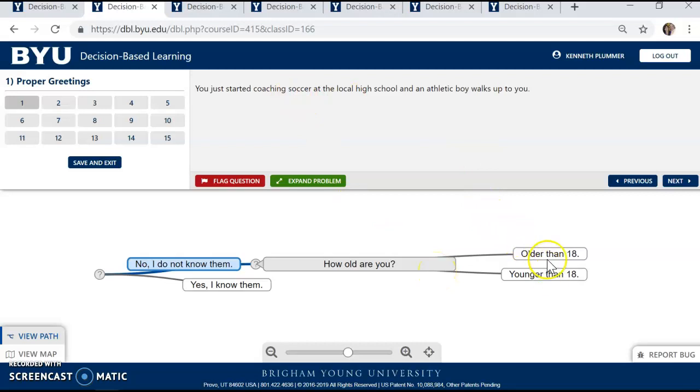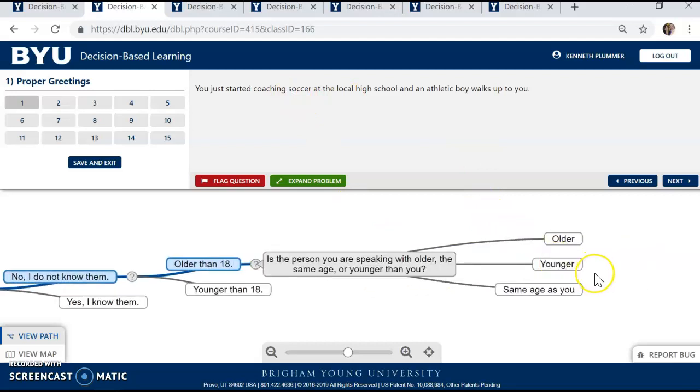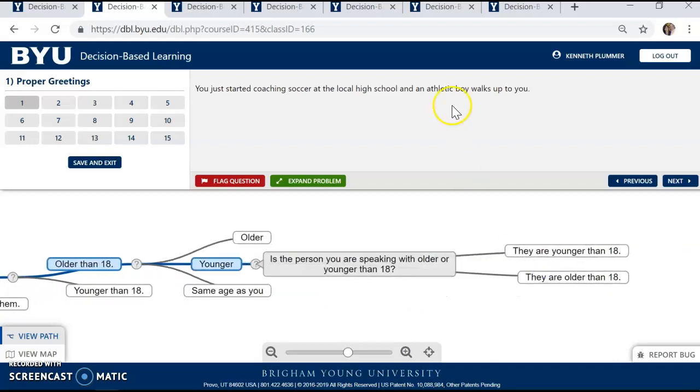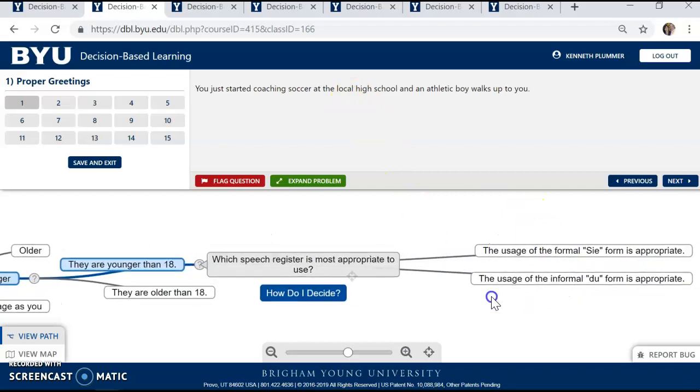How old are you? Well, I'm a soccer coach, so I'm probably older than 18. Is the person you're speaking with older or the same age or younger? Most likely younger, because it's a boy. Is the person you're speaking with older or younger than 18? Well, we're in high school, so most likely they're younger than 18.